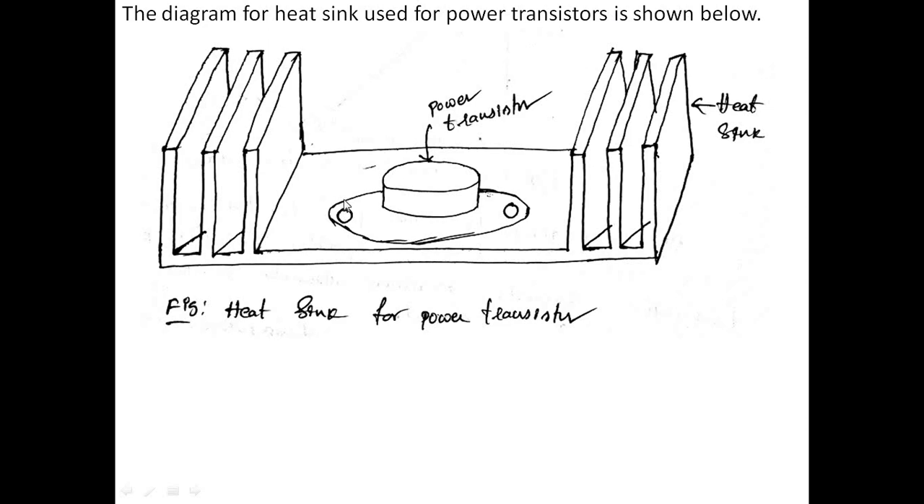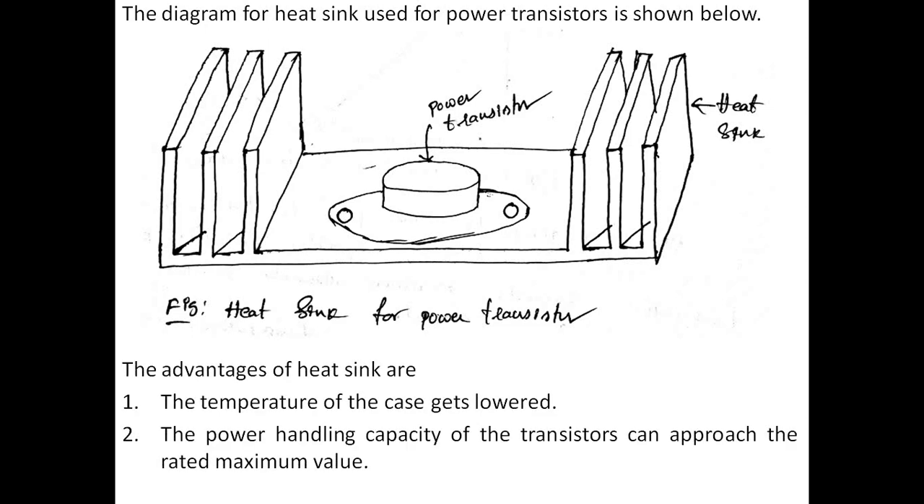We will also go through the other forms of heat sinks which are used in electronic circuits. Why are we going for these heat sinks? What are the basic advantages we have? We have already quoted that the temperature generated in the power transistor will be reduced with the help of the heat sink.